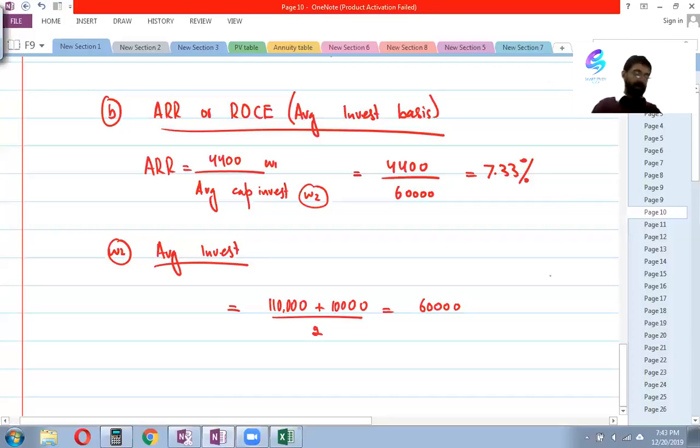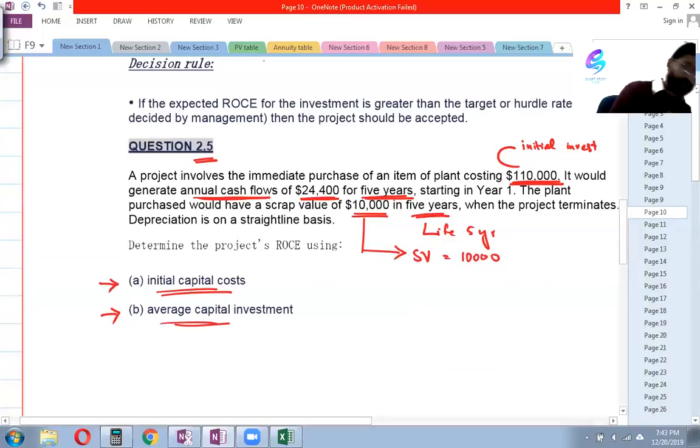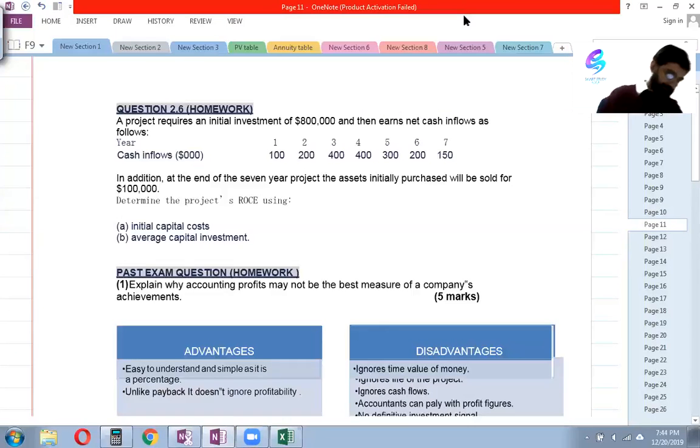So that was ARR. Now we have another question, which will be actually your homework question, but I want you guys to do it right now. Let's see who is going to do it first, right? Okay, so question 2.6, this is the homework, but of course, I want you to do it right now.